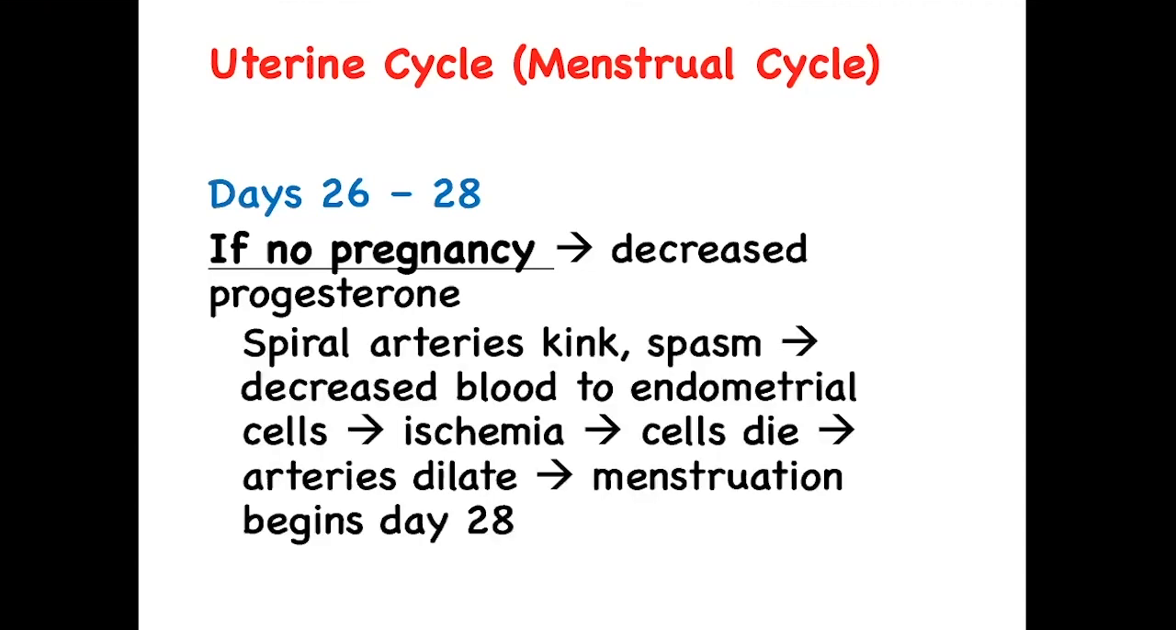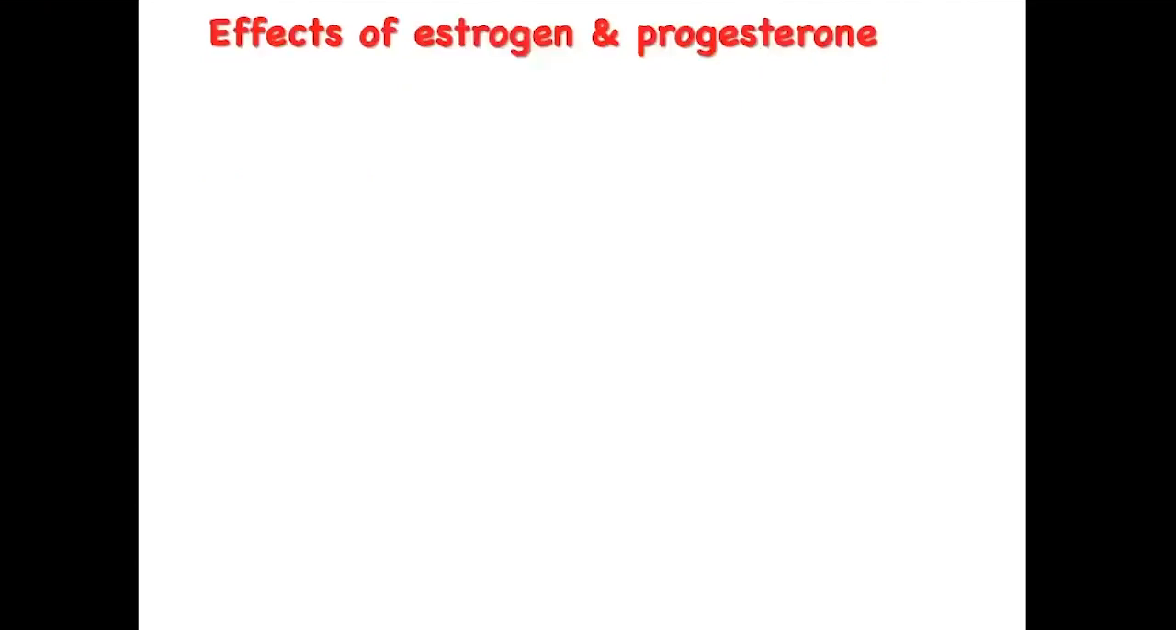In response to a decrease in progesterone, the spiral arteries are going to kink. This prevents blood from being supplied to the functional layer. The lack of blood will cause ischemia, or decreased oxygen to the cells, and they will die. In response, the spiral arteries will dilate, releasing the blood that has accumulated in them. Menstruation occurs and the functional layer with the blood is shed. This begins on day 28. Recall that this is a cycle, so this will lead into the menstrual phase.